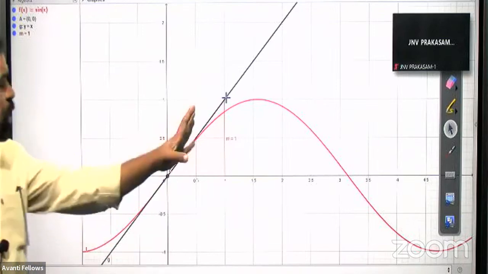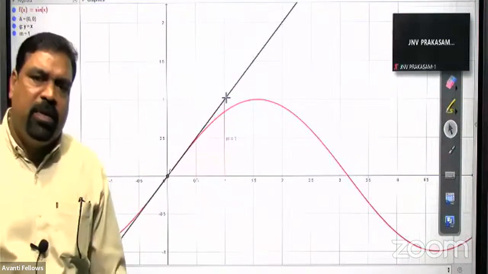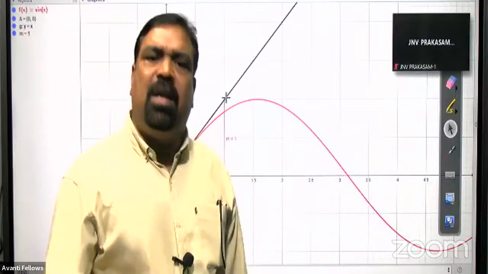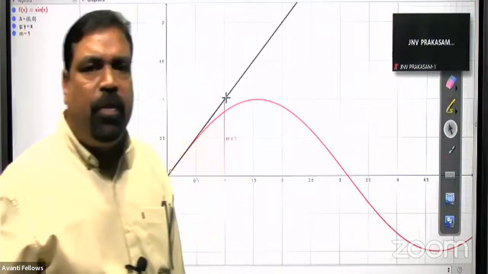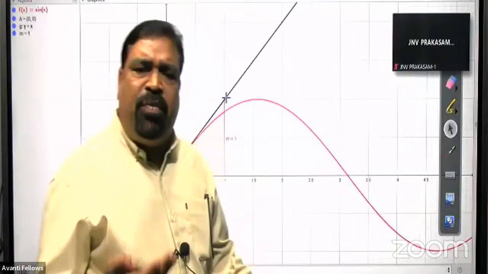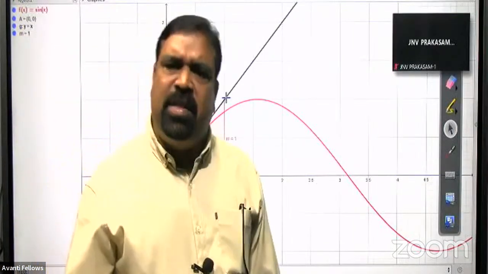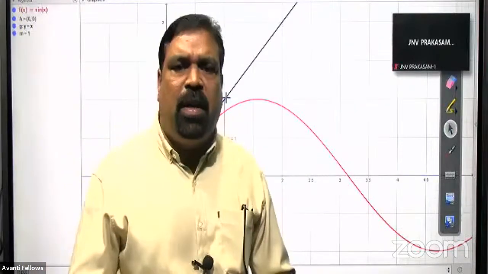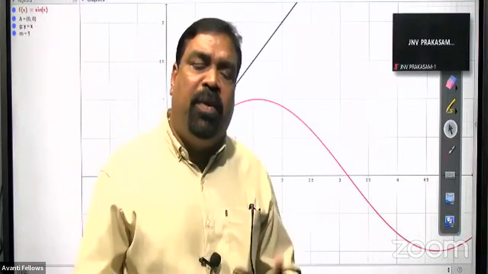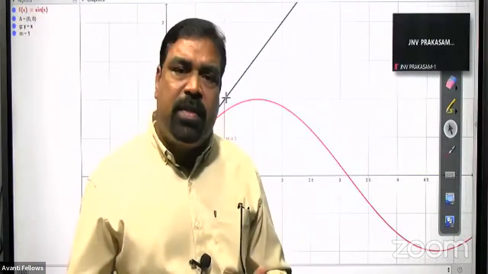So this 1 actually represents what? This is the value of the derivative of the sine function at the point 0. Do you know what the derivative of the sine function is? The derivative of sine x is cos x. You studied it in 11th class, and now also you have studied. The derivative of sine x is cos x.